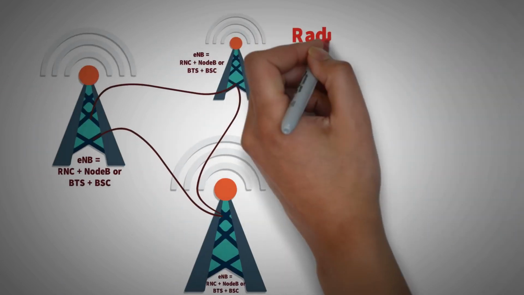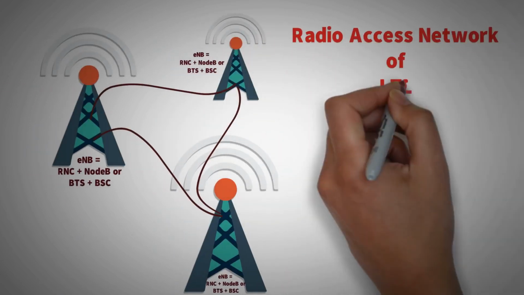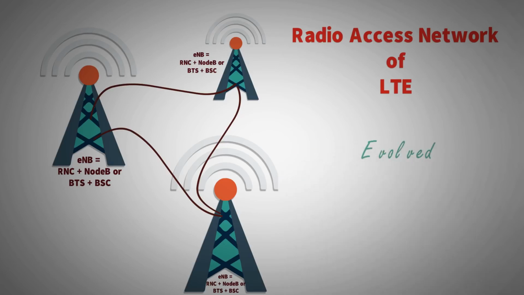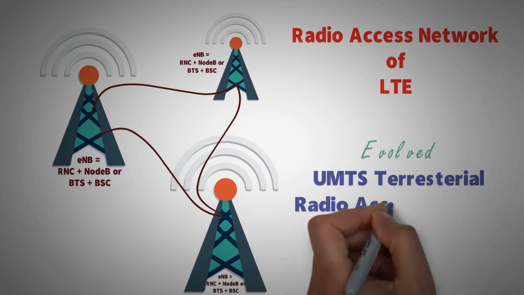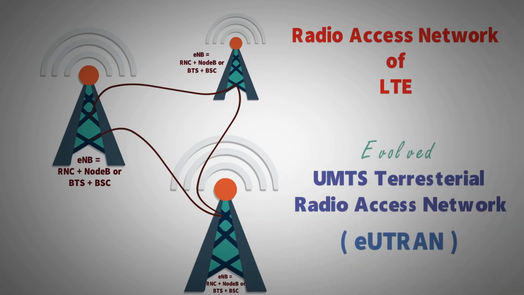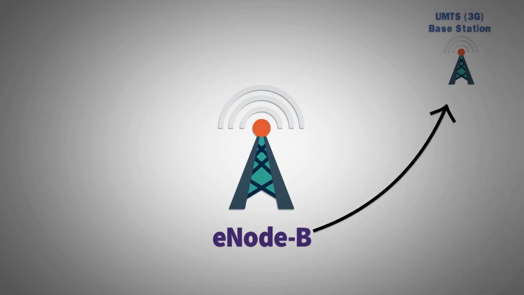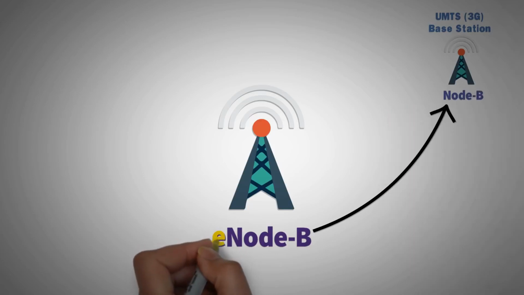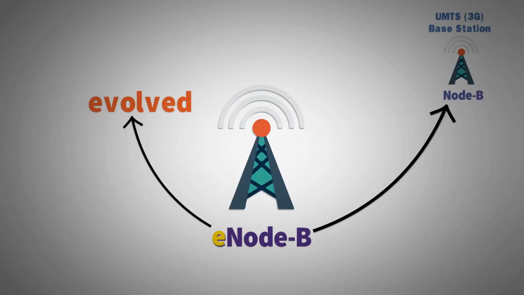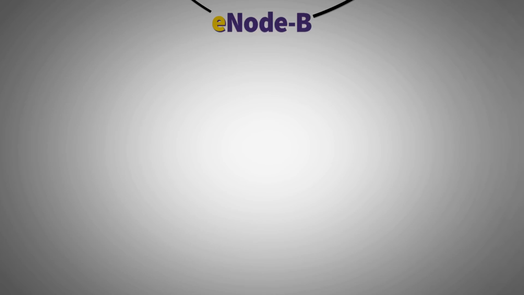Today we will discuss the radio access network of LTE, which is also called Evolved UMTS Terrestrial Radio Access Network or E-UTRAN. The most complex node in the LTE network is the base station, referred to as eNode B. It is derived from the name which was originally given to the UMTS base station Node B, with an E referring to evolved. eNode Bs consist of two major elements.